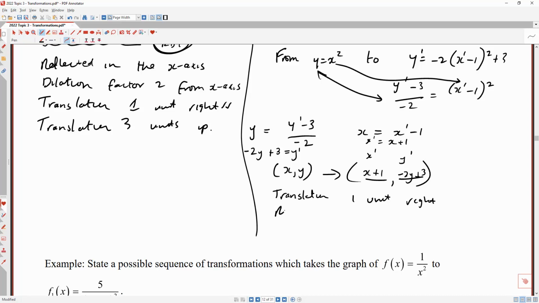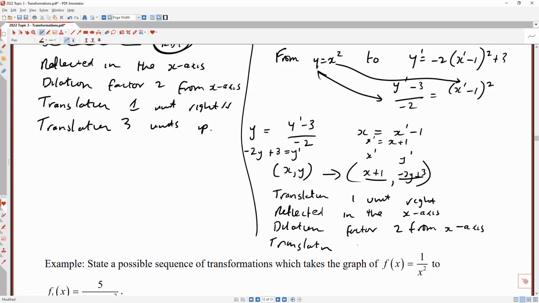So I'm going to say reflected in the x-axis. This 2 will be dilation factor 2 from x-axis, and finally translation 3 units up.